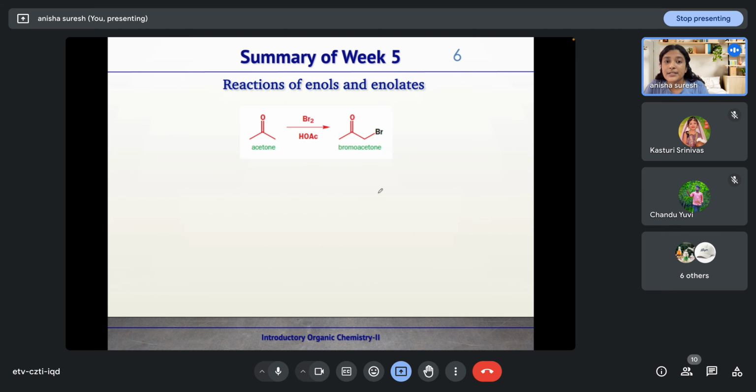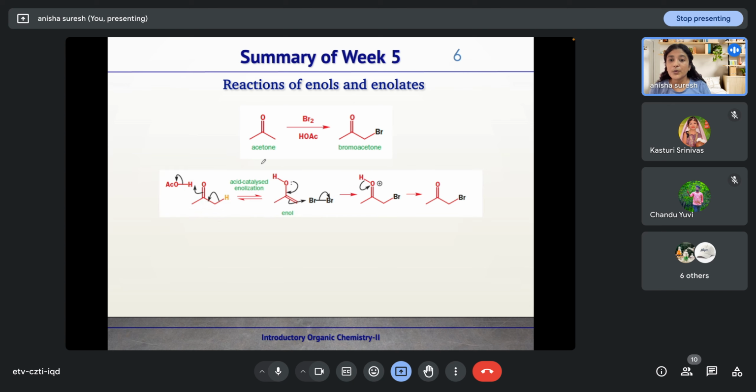Now coming to reactions of enols and enolates. In acid medium, when acetone is treated with bromine in the presence of acetic acid, it will lead to the formation of bromoacetone by the formation of an enol. So we can see in the presence of acetic acid, this oxygen will abstract the proton and will lead to the formation of OH plus here.